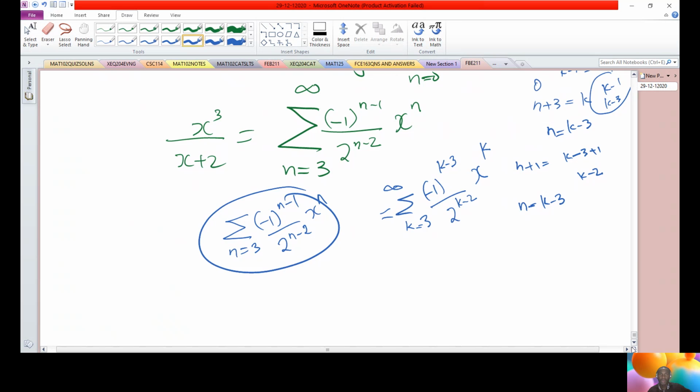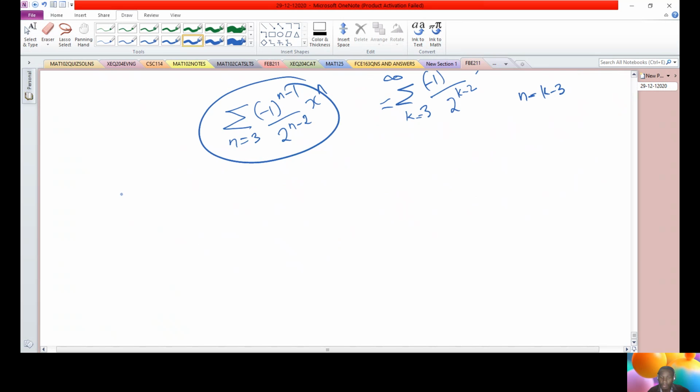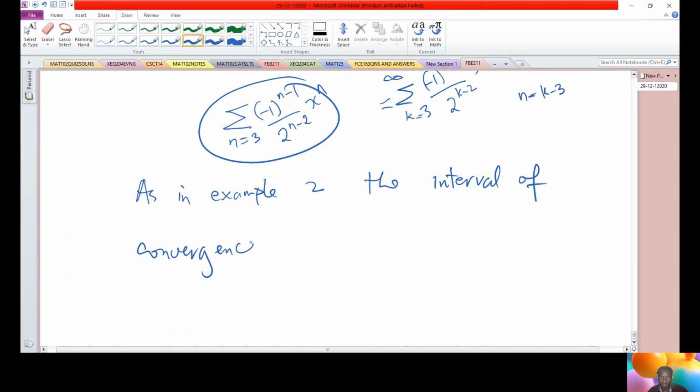And then from that one, as in example 2, the interval of convergence is still negative 2 to 2. Please prove or show this.